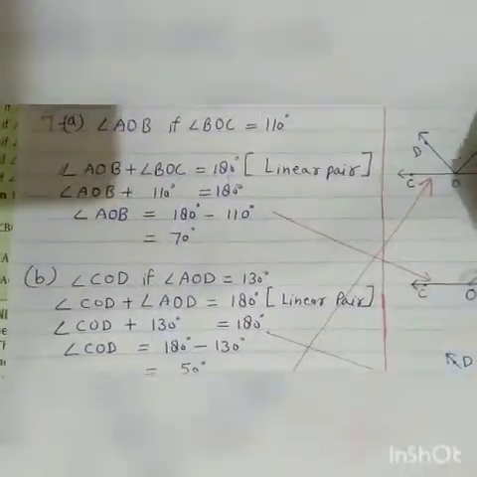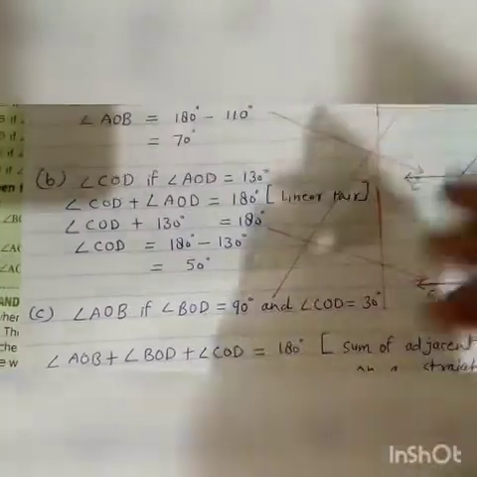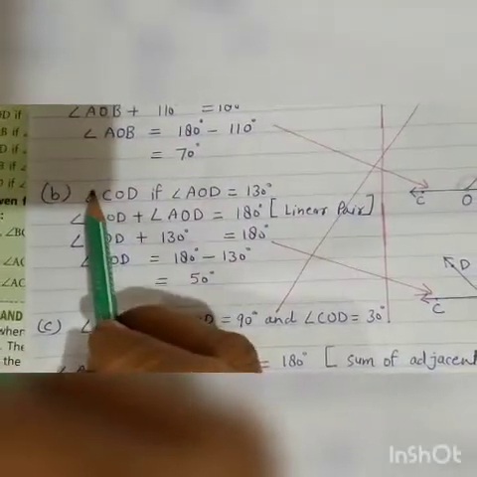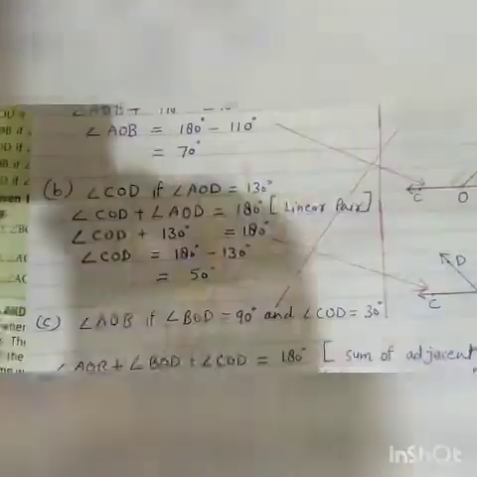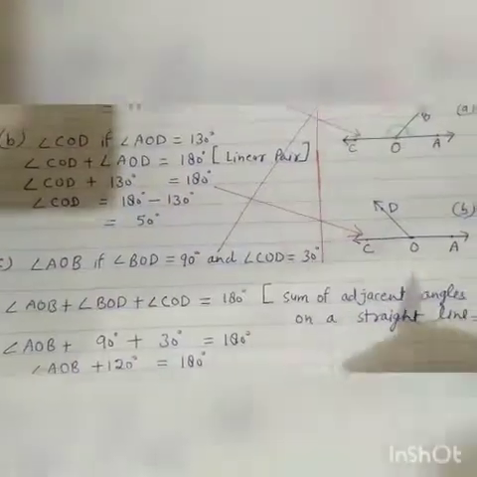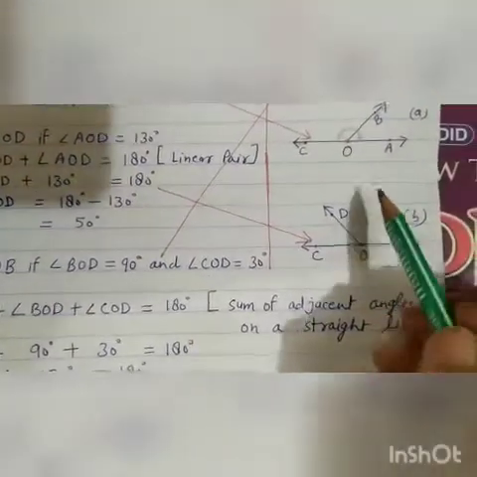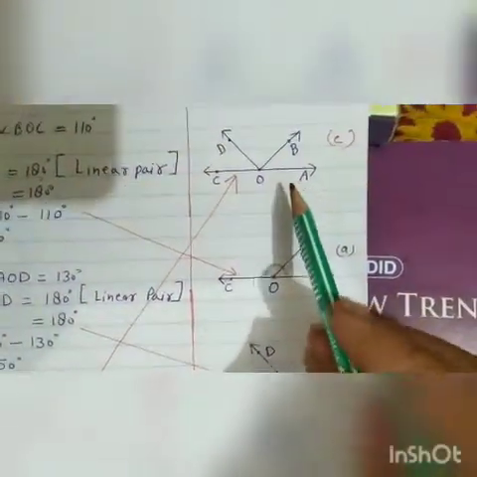Now come to part B. B part is also same. In B part, find angle COD if angle AOD is equal to 130 degree. Again I have drawn this figure in this form.